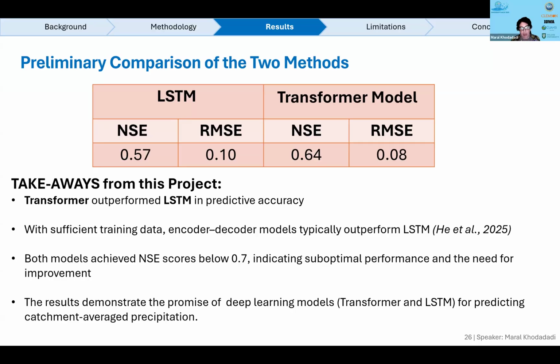So, as I mentioned, the transformer outperformed the LSTM model in predictive accuracy, which aligns with other studies. However, both models achieved NSE scores below the generally accepted 0.7 threshold, indicating room for model improvement. Overall, the results showed the promise of deep learning models for predicting catchment average precipitation.